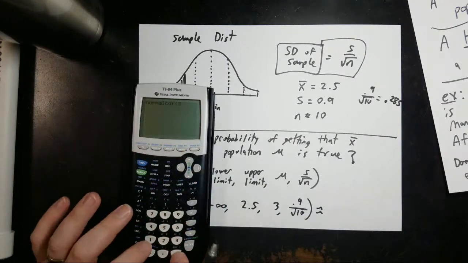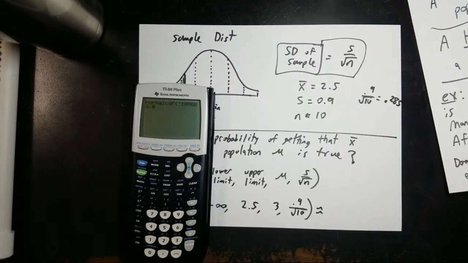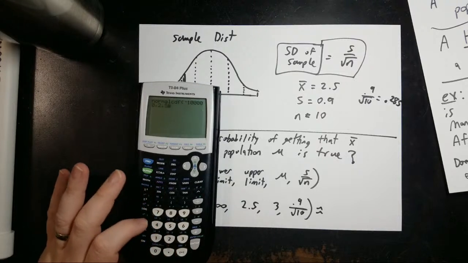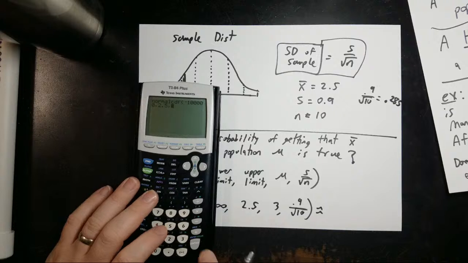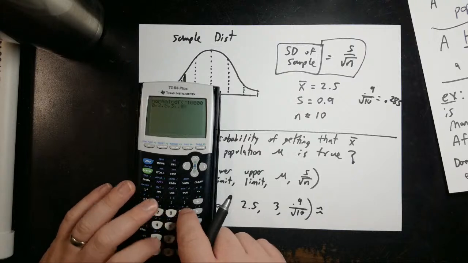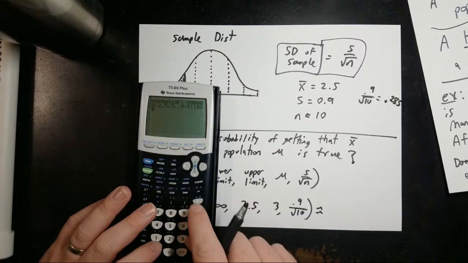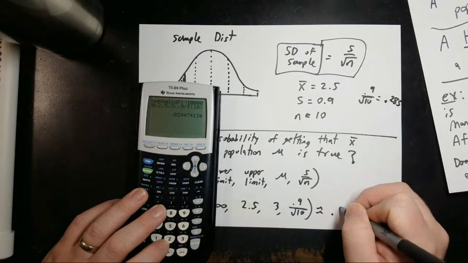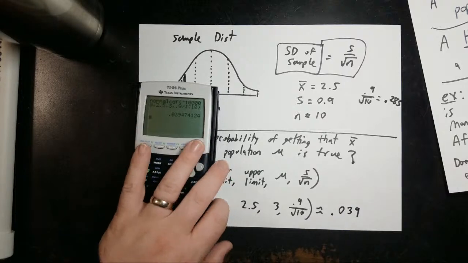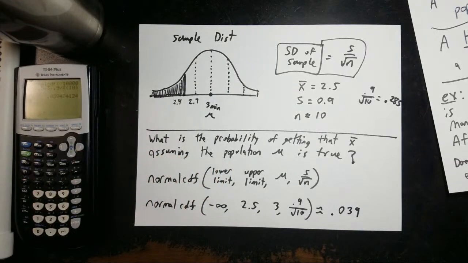If I were going to do normal CDF, I can't type in negative infinity, so I'm just going to put in like negative 100,000, negative 10,000. Comma 2.5, that's my lower limit, my upper limit, my mean, and my standard deviation. I get approximately 0.039, which means, going back to my question here, what is the probability of getting 2.5 minutes, assuming that the 3 minutes on average is true?